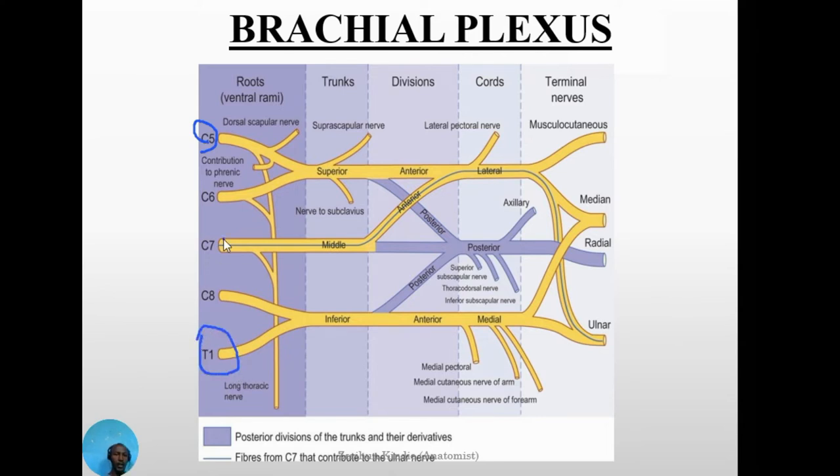So we can get 5 roots: C5, C6, C7, C8, and T1. From these roots we can get trunks. There are trunks: the superior trunk, the middle trunk, and the inferior trunk.